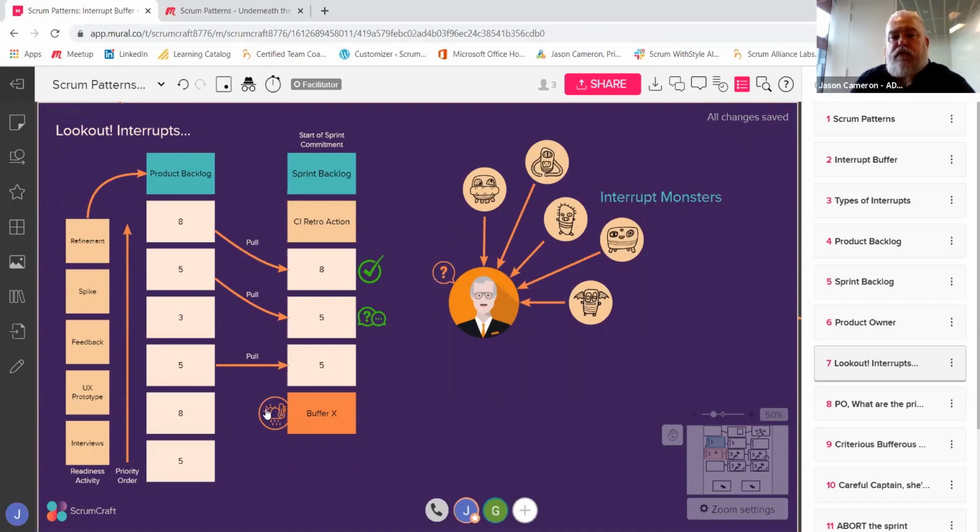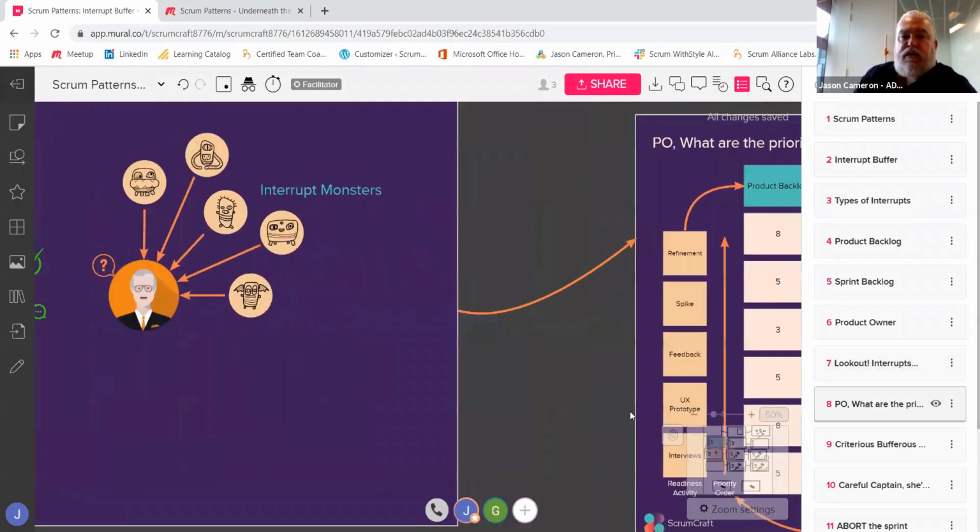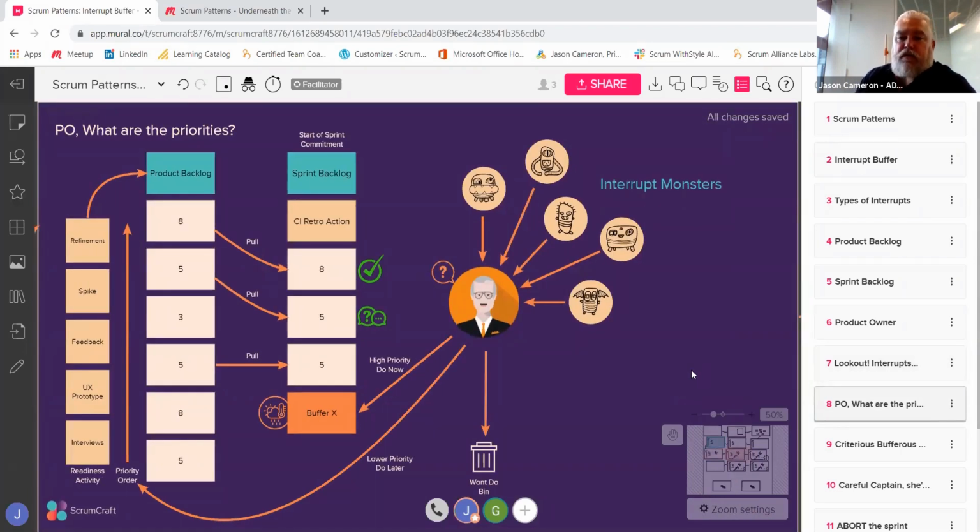But as with creating the product backlog, the priority order of that product backlog is done by the product owner. As far as interruptions coming in, the product owner is really the person who's best placed to make the decision, with collaboration from the team, on what interrupt monsters should enter into buffer X. Okay, so there's a bit of a prioritization call there. So when we understand what the priorities are?